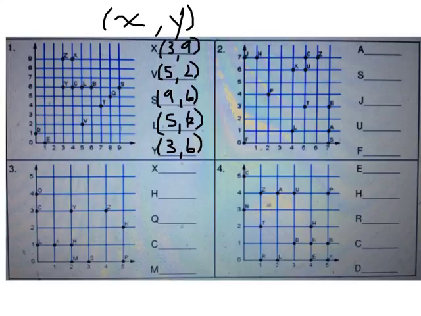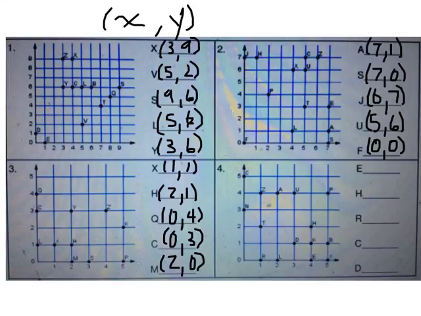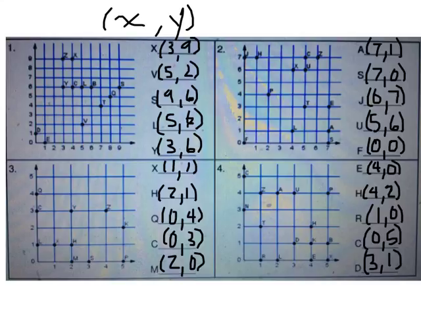Check your work with mine. What's the ordered pair for each point in number 2? Check your work with mine. What's the ordered pair for each point in number 3? Check your work with mine. What's the ordered pair for each point in number 4? Check your work with mine.